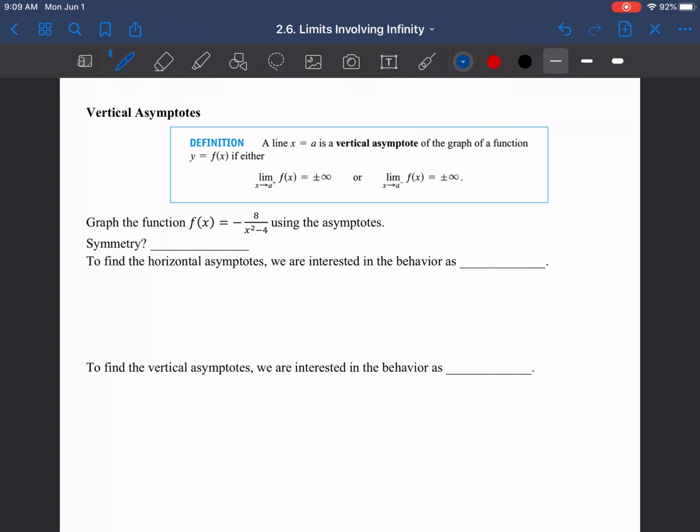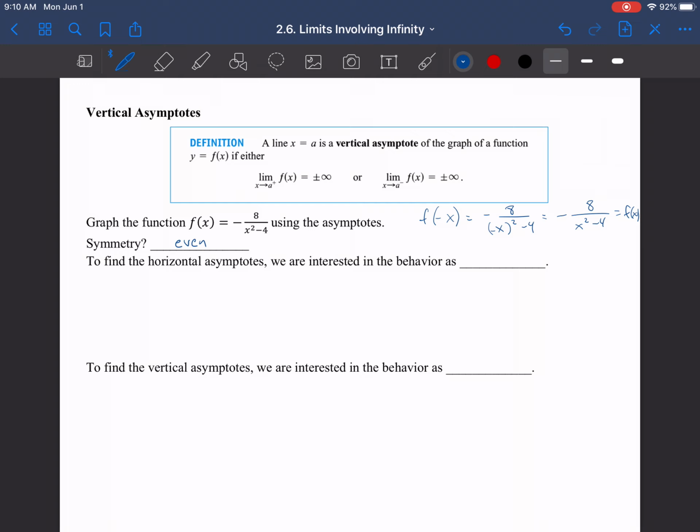So graph the function f of x equals negative 8 over x squared minus 4 using asymptotes. First off, we're going to look and see if there's any symmetry. Is it odd or even? So we do f of x, and we do it with f of negative x. This becomes negative 8 over negative x squared minus 4, which is just negative 8 over x squared minus 4, which equals our original function. That means this is an even function.